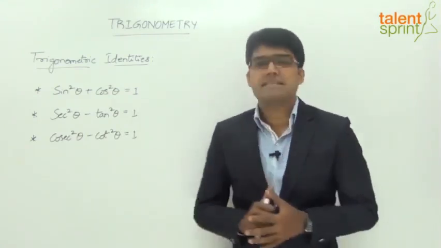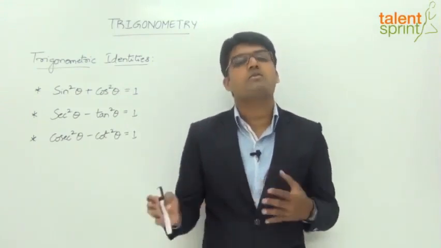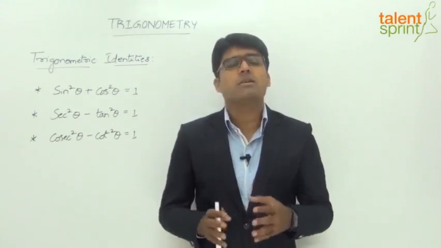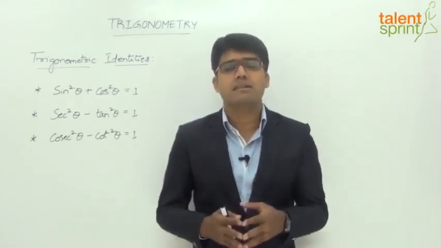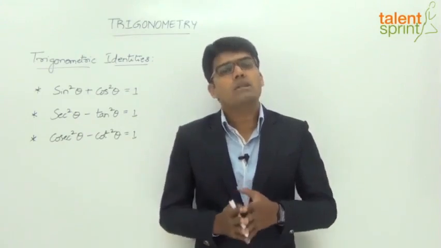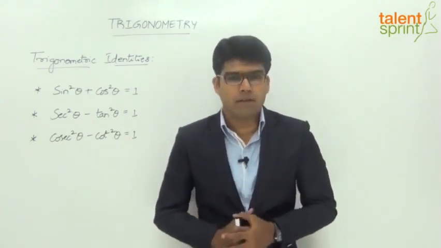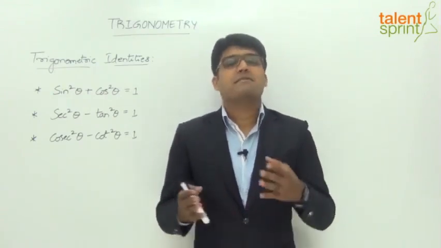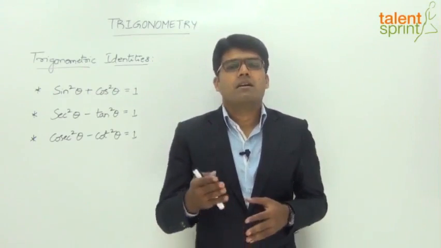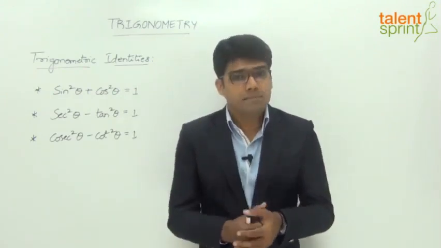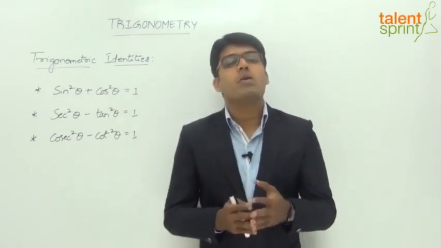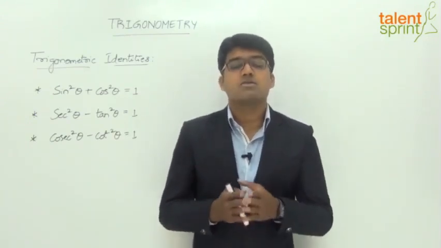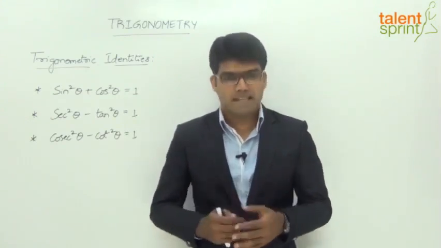Apart from these three basic trigonometric identities, there is a whole list of trigonometric formulae that we need to remember. Please note that solving the questions from trigonometry using a traditional method will require us to remember all these different categories of trigonometric formulae. Right? For example, we have formulae based on sum and difference of angles. Right? To give an example, sine of a plus b equals sine a cos b plus cos a sine b, or sine of a minus b equals sine a cos b minus cos a sine b.